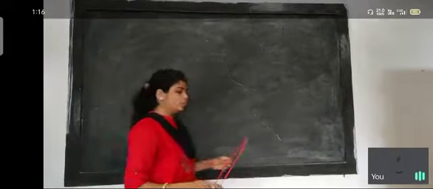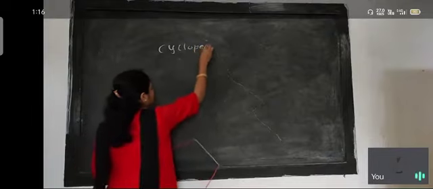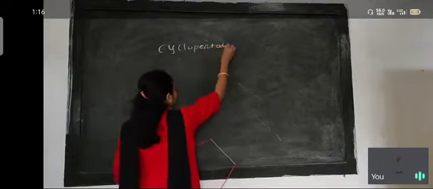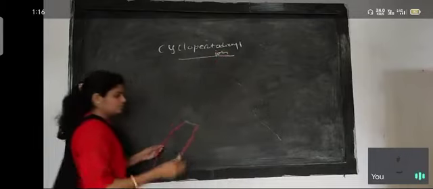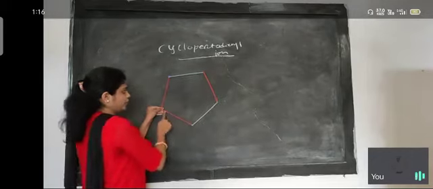Hi friends, today we discuss the symmetry operations of the cyclopentadienyl ion. First we see the structure. This is the cyclopentadienyl ion. This is carbon number 1, 2, 3, 4 and 5.